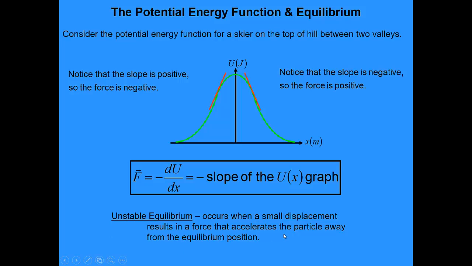This is called unstable equilibrium. Not very original, but descriptive. It's when a small displacement results in a force that accelerates it away from the equilibrium position. And notice the shapes of the graph here, right?